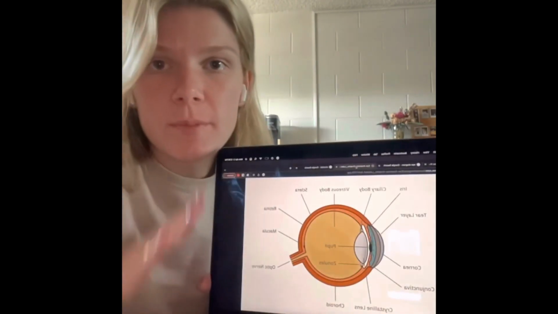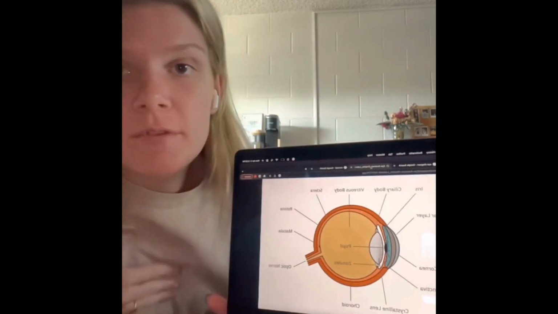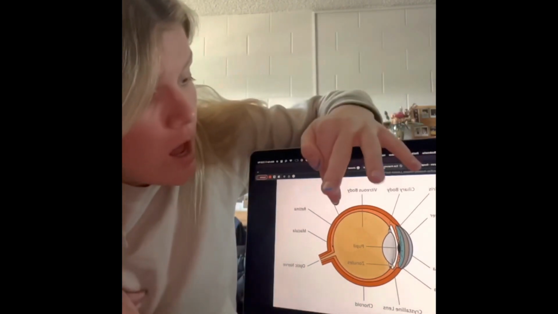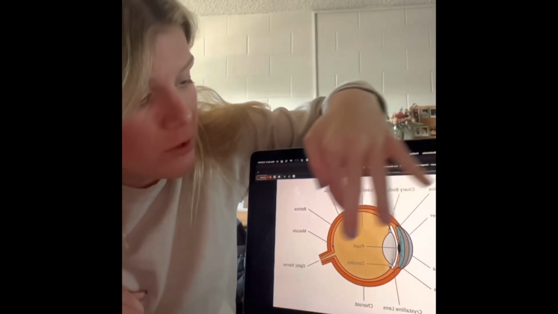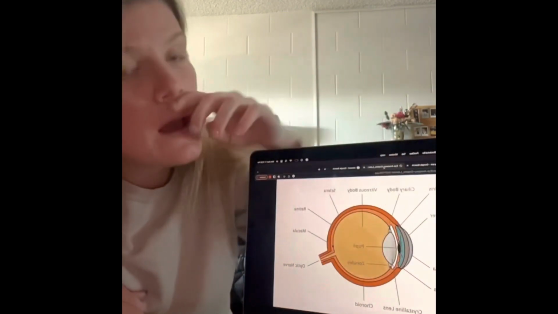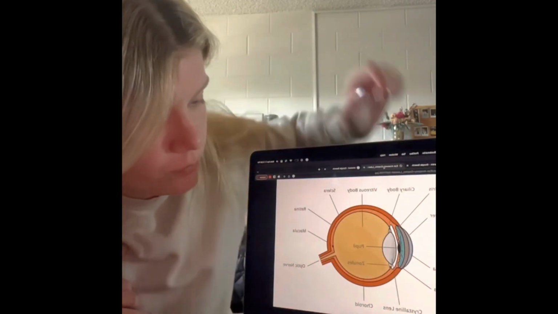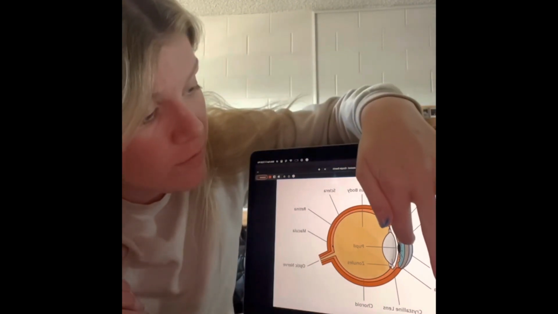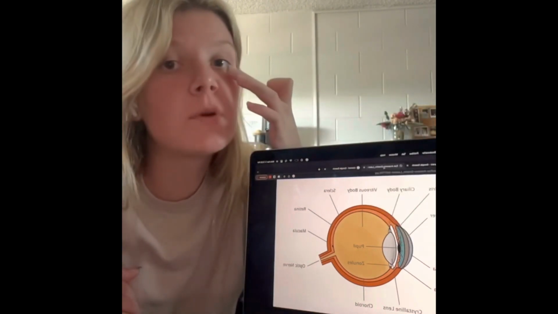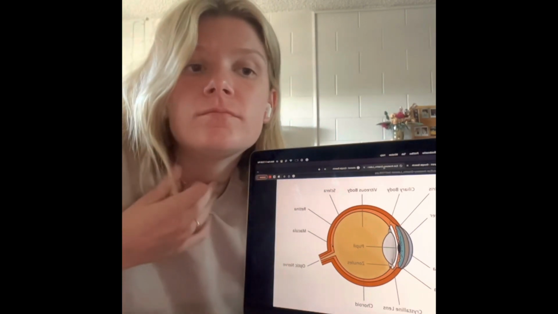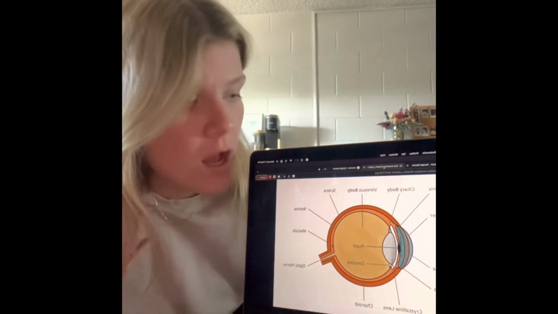The eye. So here's a pretty basic diagram of the eye. So first we have the sclera, which is this darker orange layer around the entire eye. We also have the cornea, which is this first layer right here. It's the layer that protects your eye from a lot of different bacteria, scratches, stuff like that.